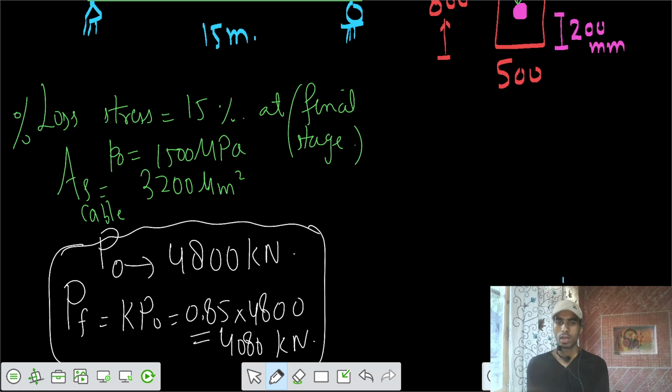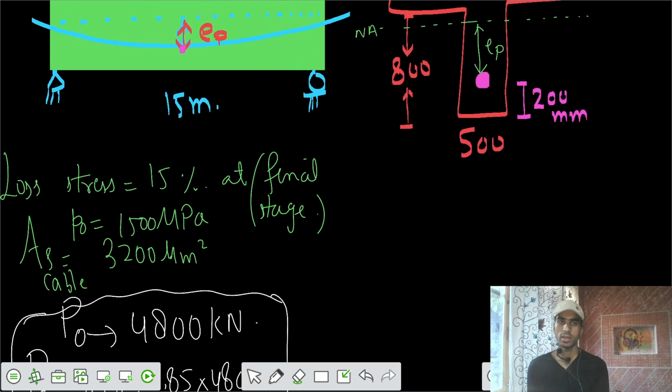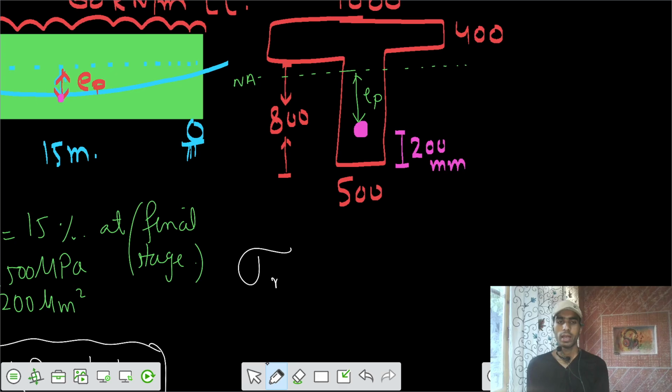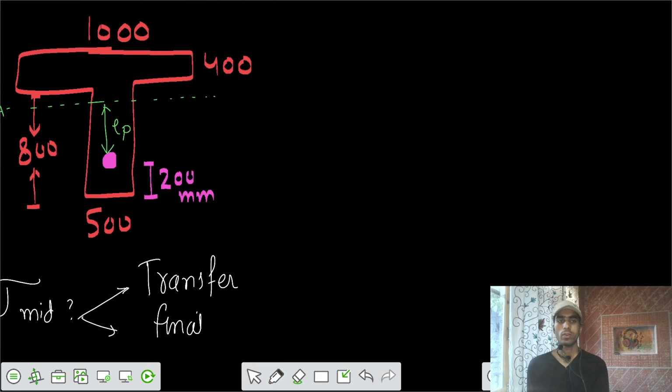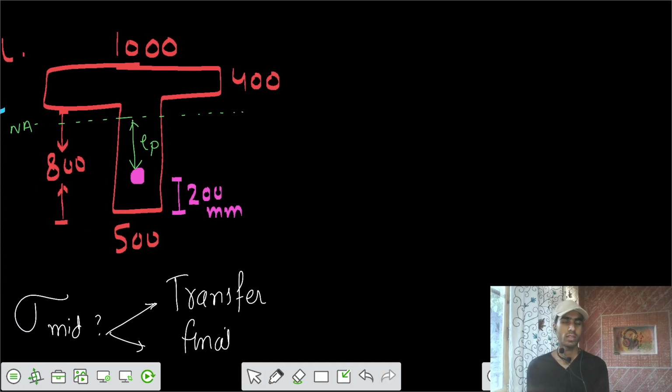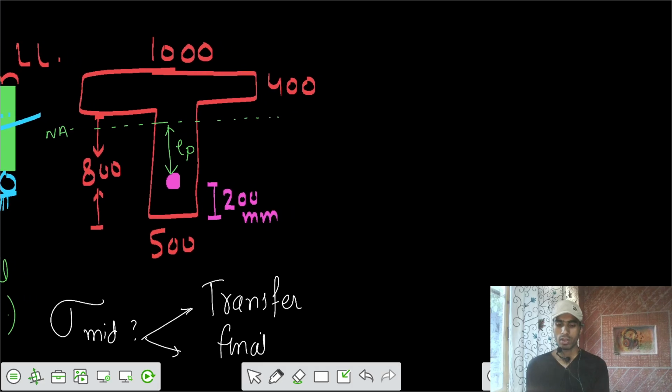Now what is the thing we have to calculate? It's saying to get the stresses in stage 1 and stage 2 at the midspan. So we have to calculate stresses on the midspan section, at the top and bottom, for two different cases: one is the transfer stage and the next one is the final stage. So let's go for those two. First we have to calculate the neutral axis location.